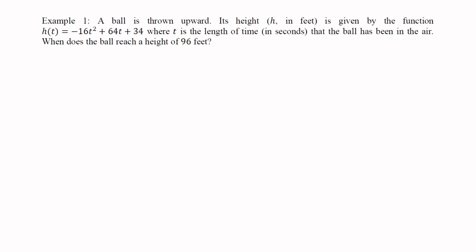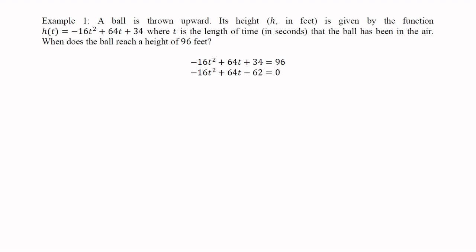A ball is thrown upward. Its height, h in feet, is given by the function h of t equals negative 16t squared plus 64t plus 34, where t is the length of time in seconds that the ball has been in the air. When does the ball reach a height of 96 feet? We can set up this equation by setting that quadratic equation equal to 96. Now let's try to solve and find when the ball will be at 96 feet.